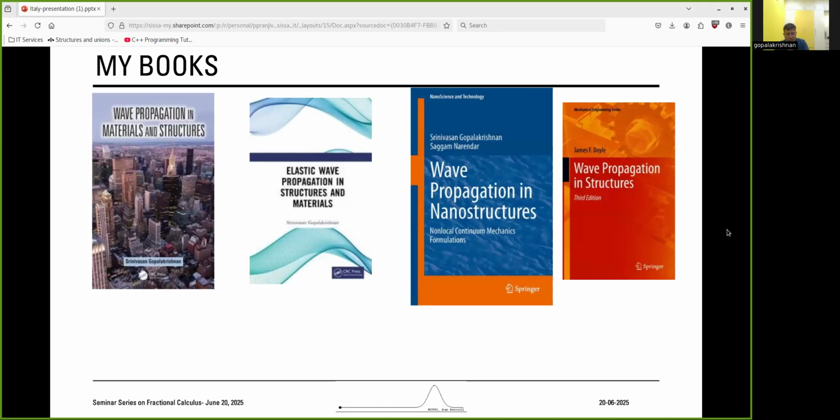And these are some of them. The first three are my books: waves in nanostructures, elastic wave propagation in structures and materials. The first is a 1,000-page book, and the second is a smaller version of the first book. And if you really want to understand spectral FEM, there is a book on wave propagation by James F. Doyle, who happens to be my advisor at Purdue. So thank you very much. And if you have any questions, I can answer.